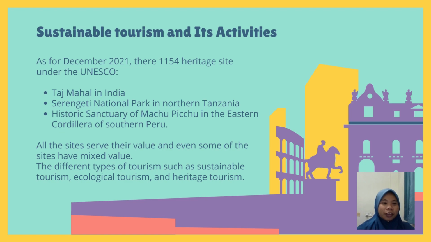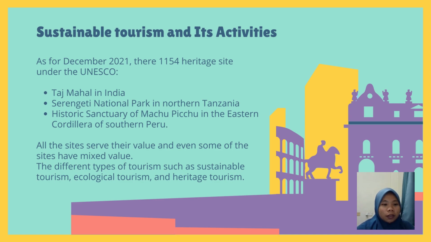Okay, as for the literature review, I'm going to talk about sustainable tourism and its activities. As of December 2021, there are 1,154 heritage sites under UNESCO, such as the Taj Mahal in India, Serengeti National Park in northern Tanzania, and the historic sanctuary of Machu Picchu in the eastern Cordillera of southern Peru.